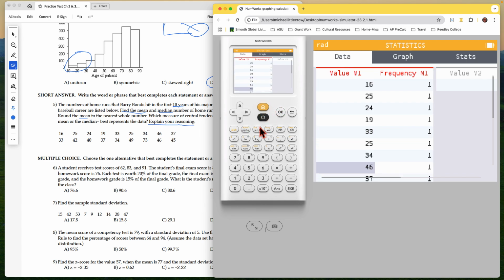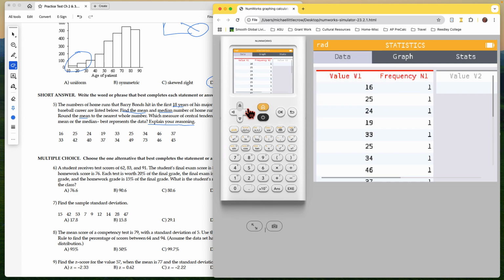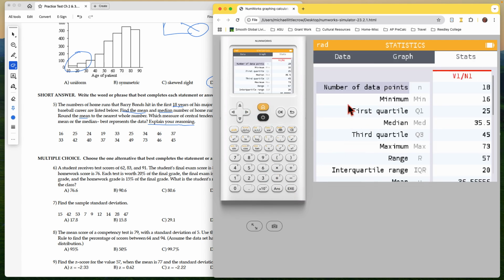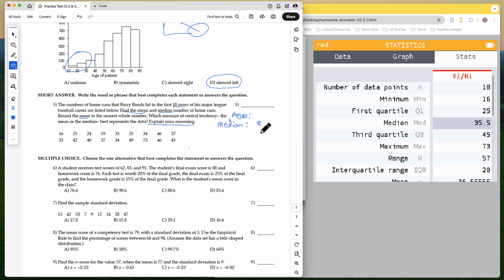What do we do next? Here, what we want to do is go over to stats. So we arrow all the way up, and we go to stats, we execute, and it's going to give us all. We've got our 18 number of data points. That's good to check. We've got minimum first. We've got the median, actually, is what it gives us first, right? Median: 35.5. So let's go ahead and write that down.